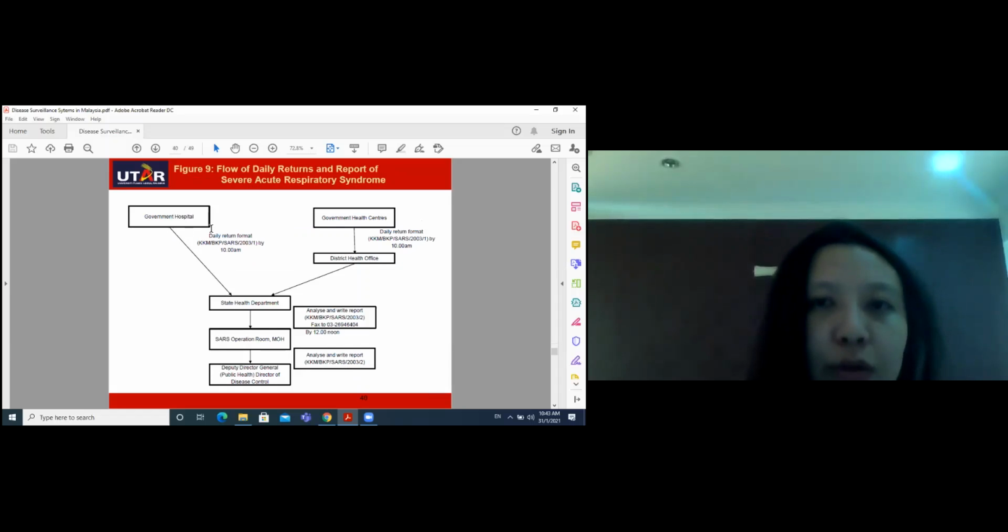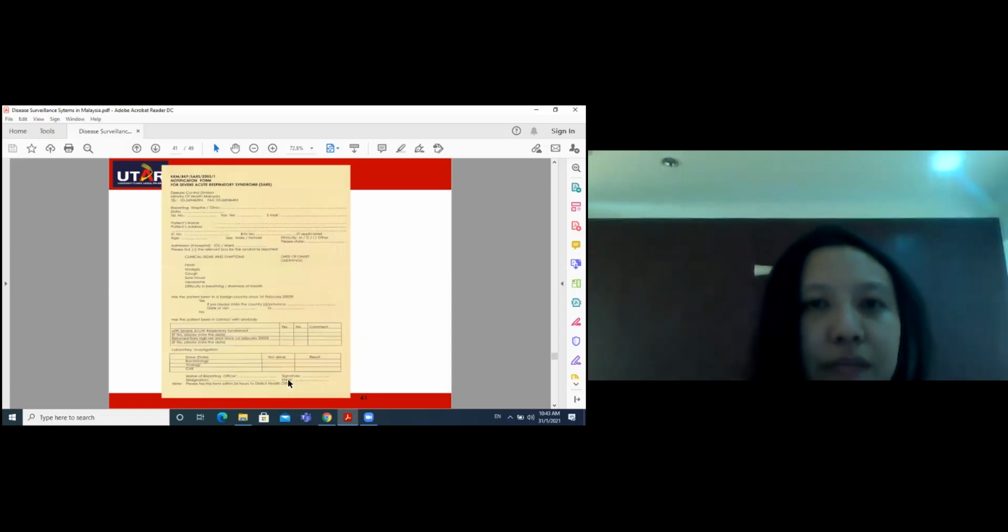So you can see we have these government hospitals here, and also government health centers here. We have daily reporting, using the form, to the nearest district health office and also to the state, and we have the SARS operation room here in our Ministry of Health Malaysia. And finally, the DDG, the Deputy Director General of Public Health, and the Director of Disease Control, disseminate the information if there are any emerging strains of SARS.